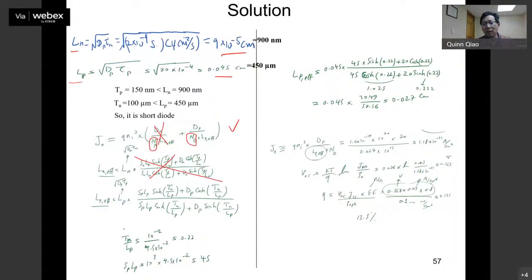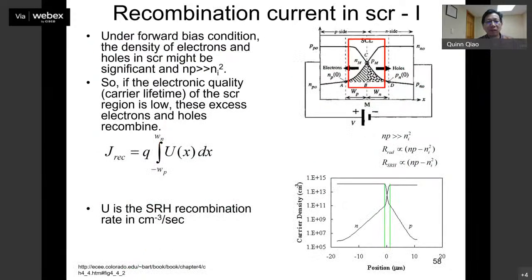Now you have Voc. Get Voc back to this, Voc times Jsc times FF divided by the input power, and you get about 13.9% efficiency. So this is a very good example to show how to use the equations for a short diode and a long diode. First, you need to identify whether it is a short diode or a long diode, and once you know that, you know what equation you can use to find J0. When you have J0, you can estimate Voc, and once you have Voc, you can estimate the efficiency.